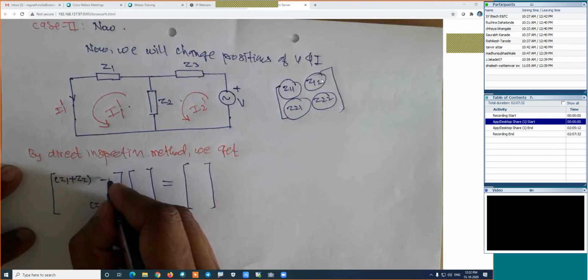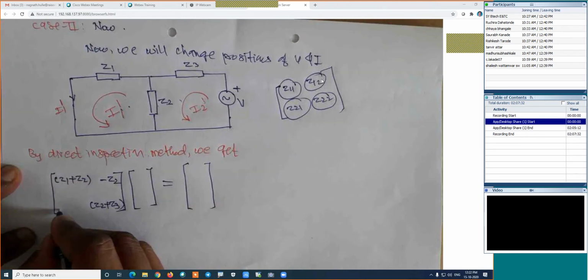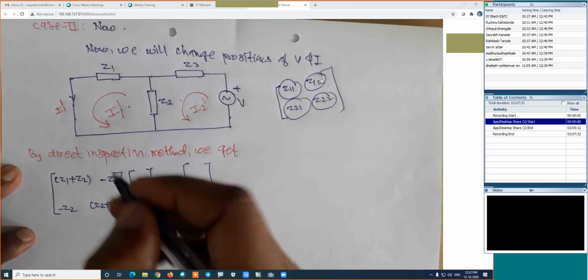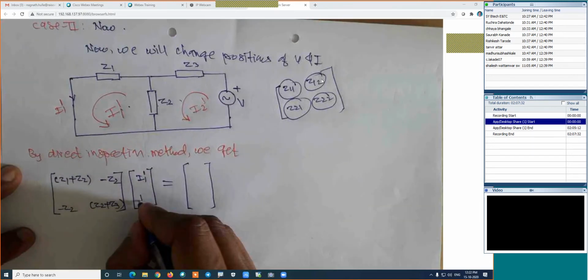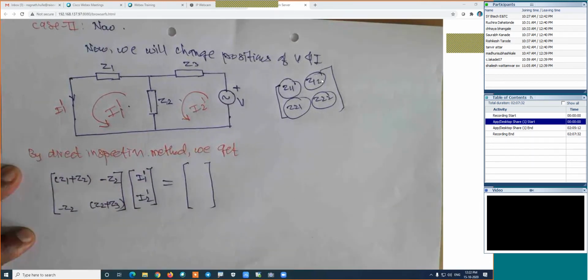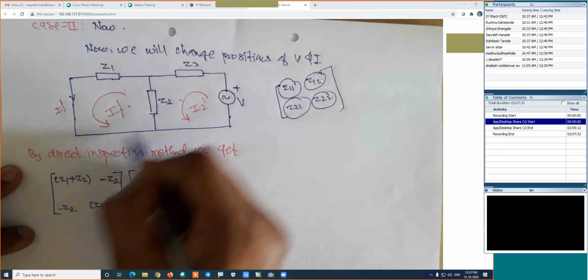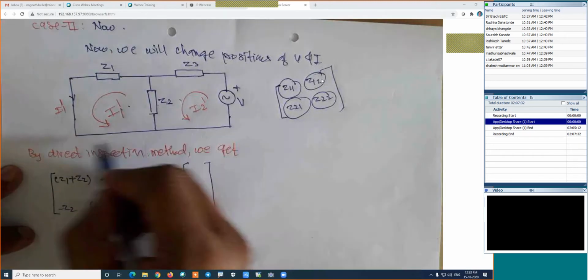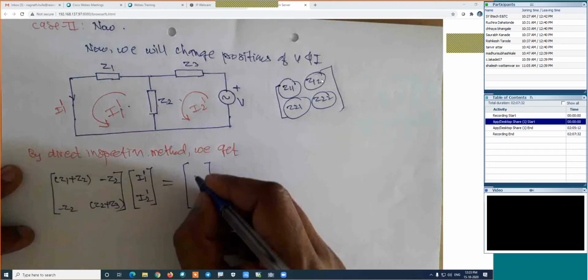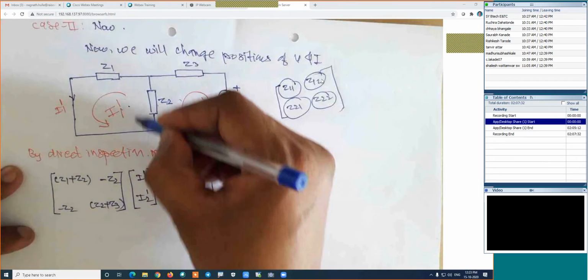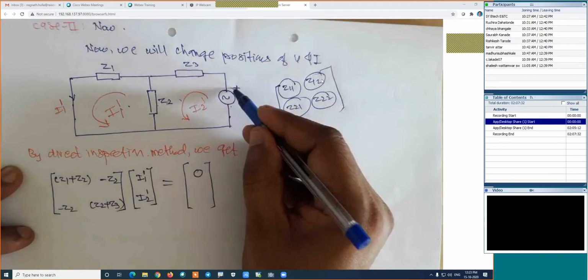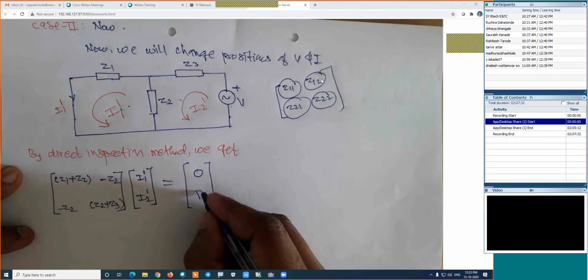But this value should be minus. This is minus Z2. In this case, how is the current? Current is I1 dash. This current, the loop 2 current, is I2 dash. What is the constant in the first loop? If we are traveling in the direction of the current, there is no source. Constant is 0. For loop 2, if we are traveling in the direction of the current, negative to positive, plus V. V is the value.